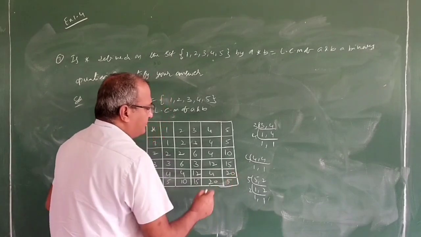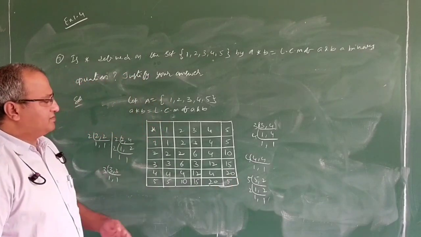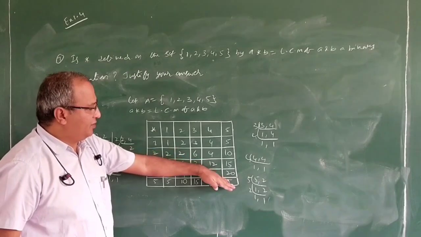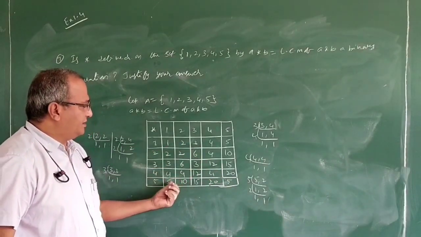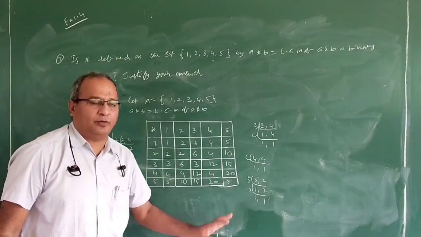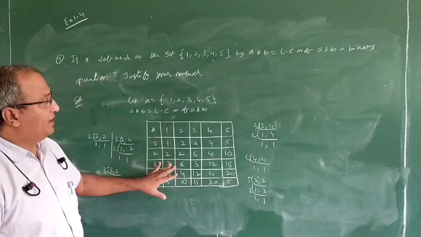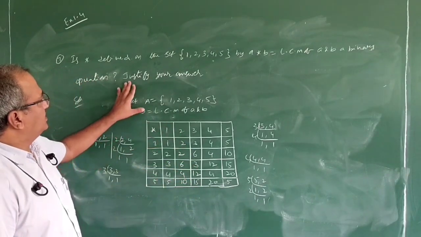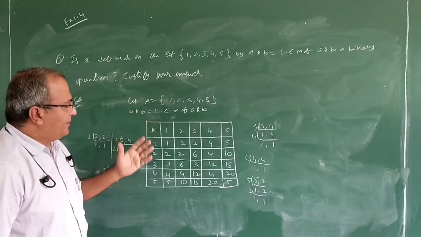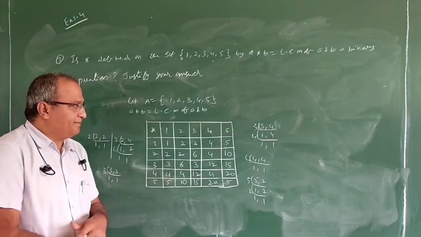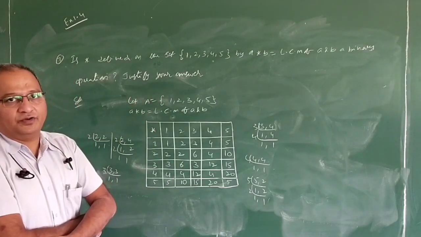5. Observe here. In the previous problem also we discussed that in the principal diagonal, the elements are symmetric. Therefore, it is commutative. Already we proved. I am just giving an example here. So, justify your answer. What is happening here? Whether it is a binary operation or not, we have to check.